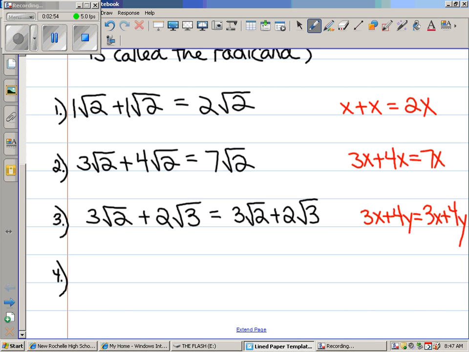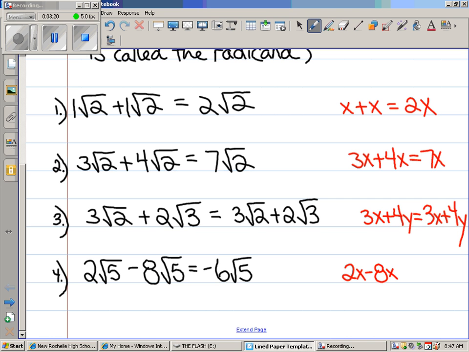Suppose now we have 2 radical 5 minus 8 radical 5. How much do I have? Negative 6, what? I have negative 6 radical 5s. That's like 2x minus 8x. It's negative 6x. You know what I'm saying? Good. We got one more example to do, and then we're going to work on those top problems, and then I'm going to give you your homework.